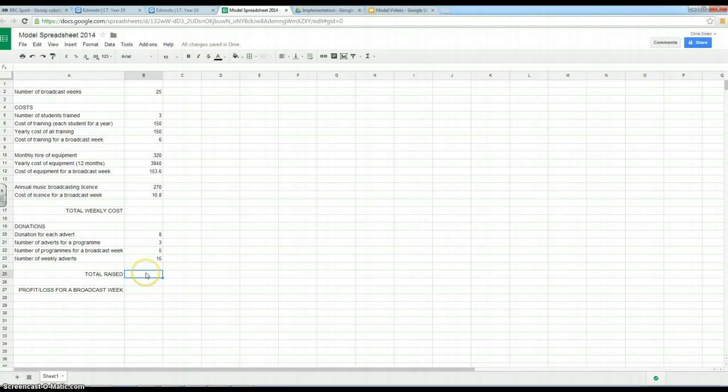Next thing we need to do is work out the total raised. So see if you can have a little go of that particular task. Okay, so to work out the total raised, we need to multiply donation for each advert by the number of weekly adverts, which will give us 120.